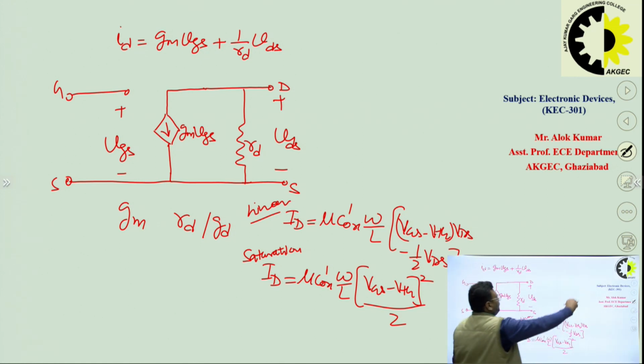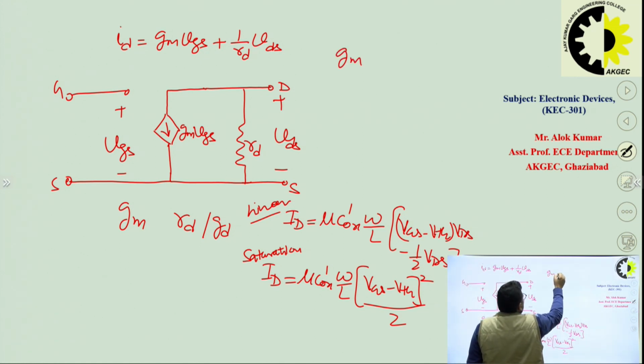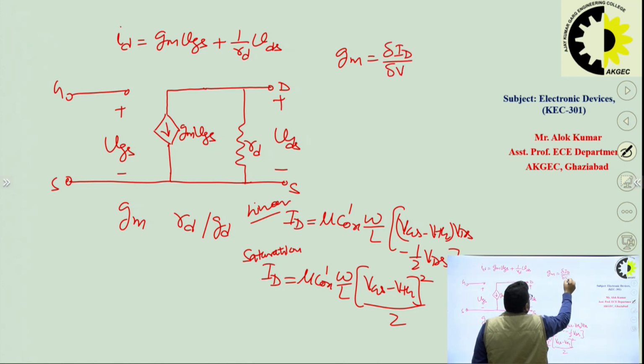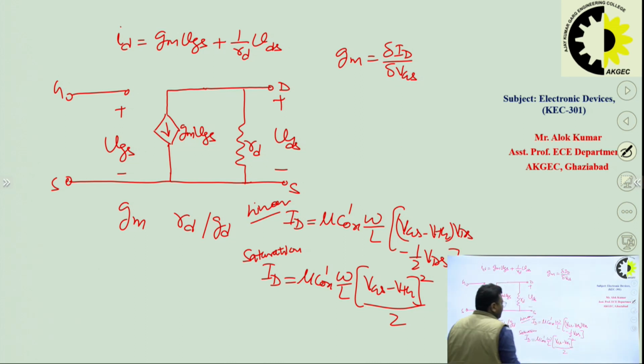If we want to calculate gm, what do we have to calculate? So gm is equal to ∂ID over ∂VGS. So we have to differentiate this equation with respect to VGS.